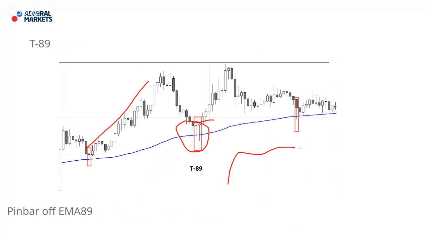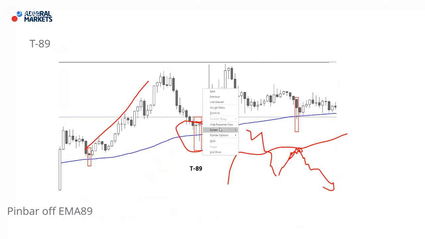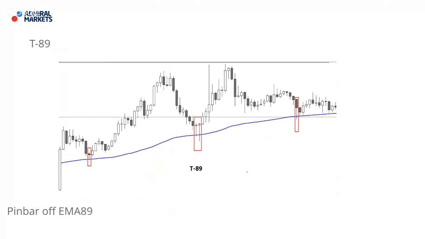And if you see T89 at resistance, it means the price actually has gone too far and it will start to drop. Usually it can be found also on bearish trends. So use it as a trend confirmation and also as a tool for your possible entry into the market.